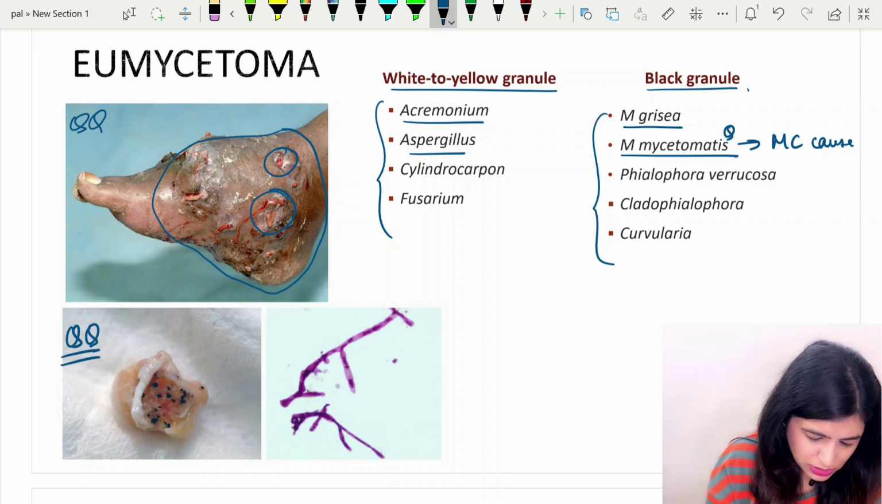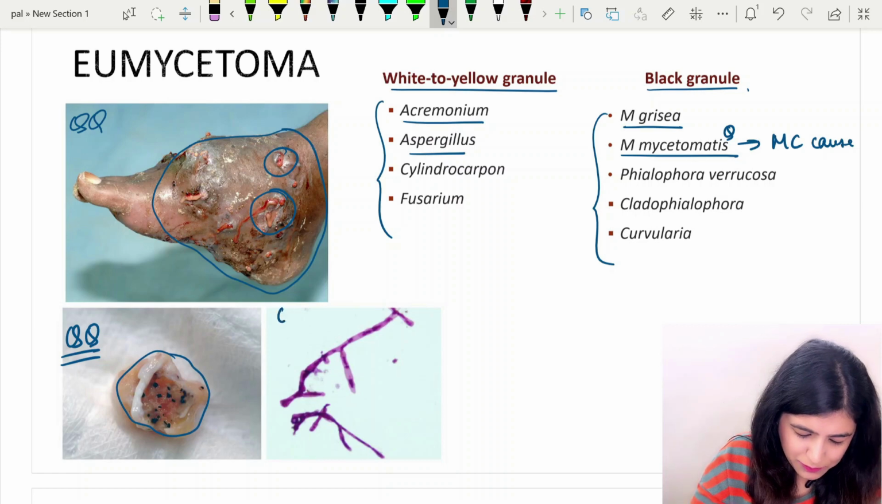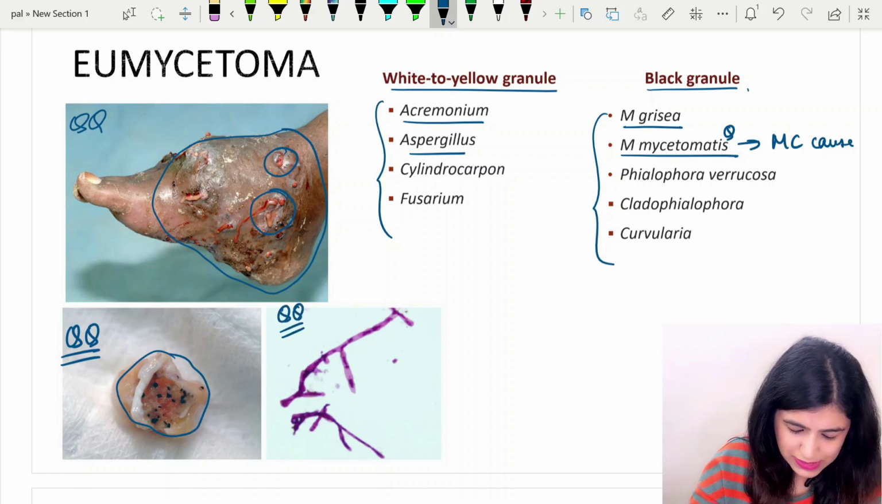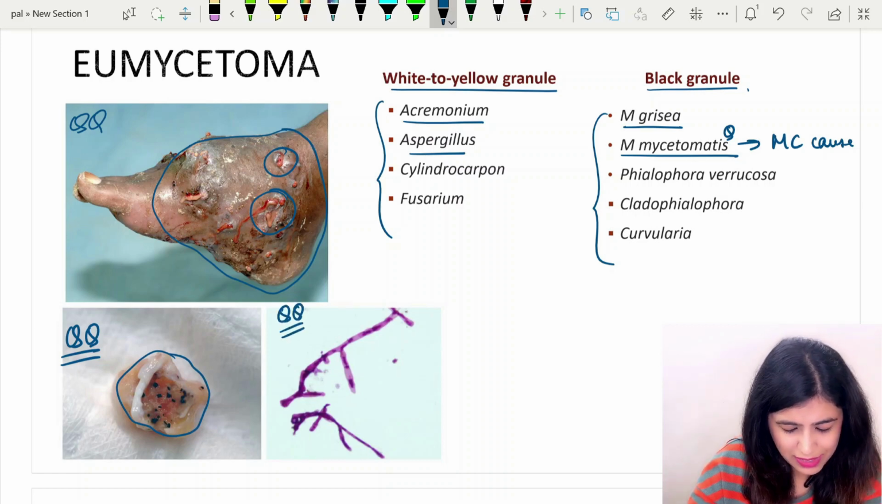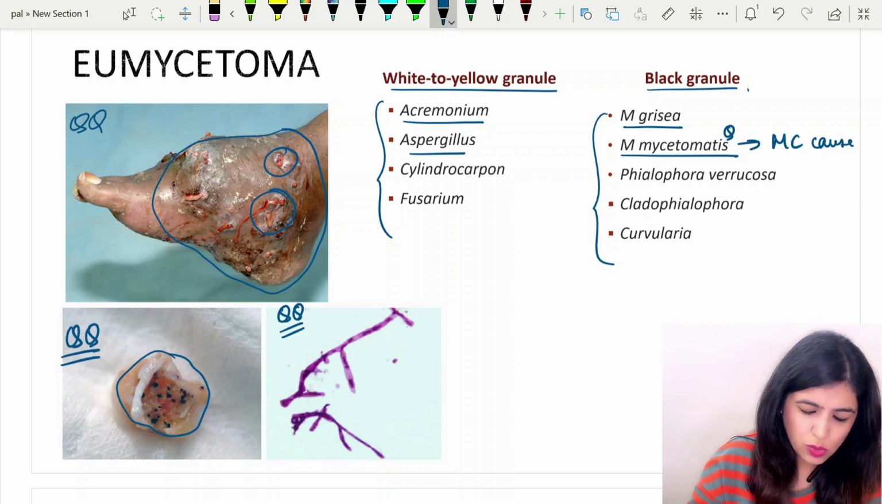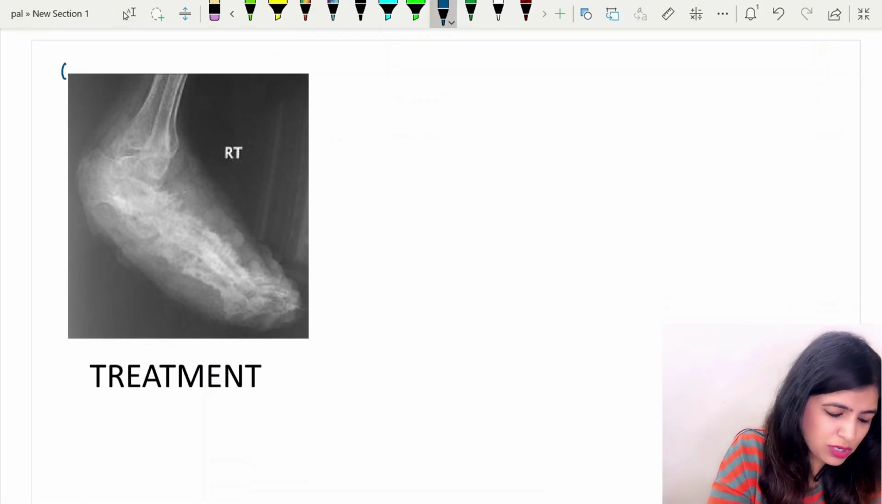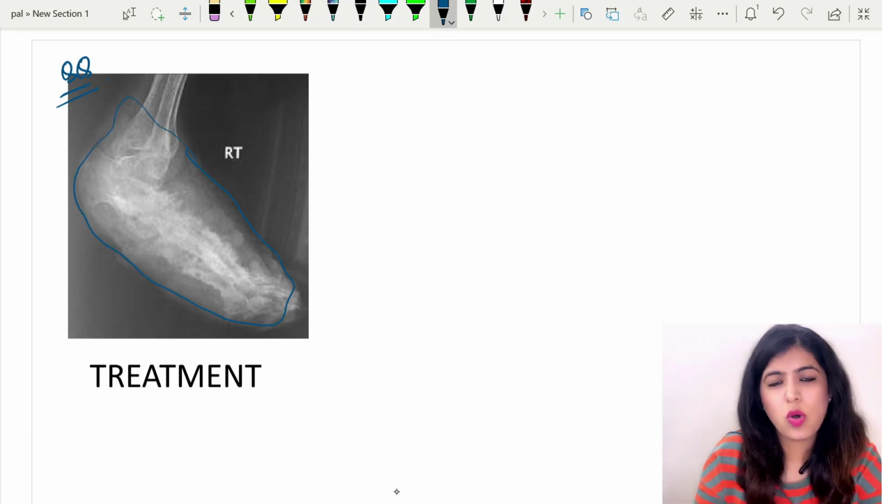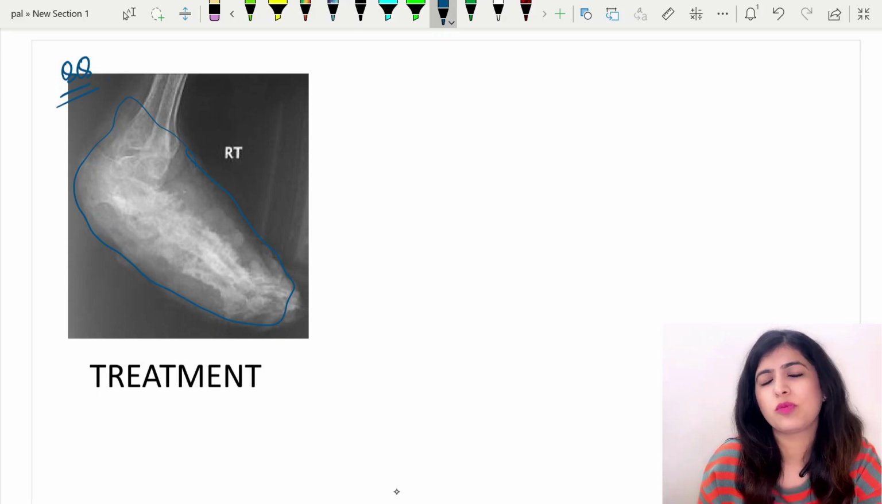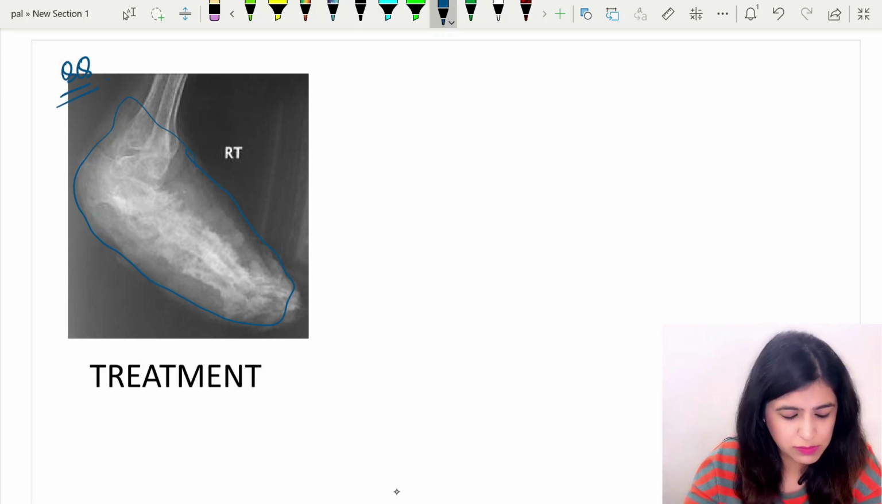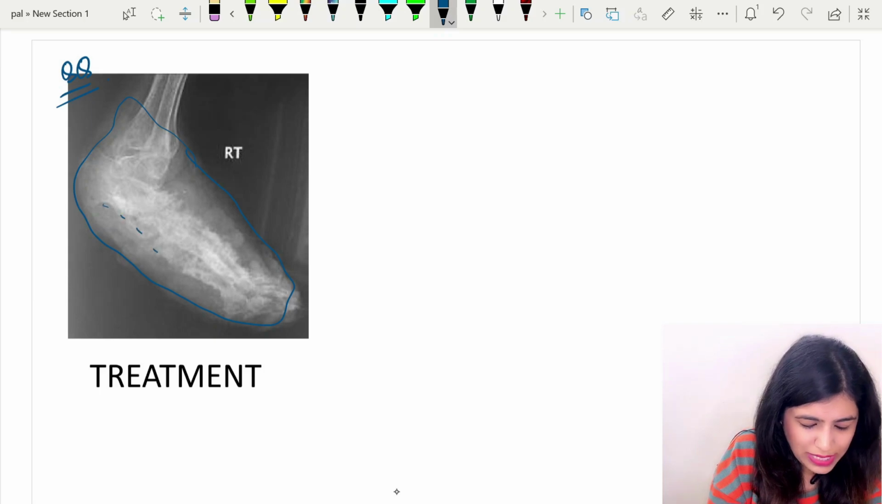This could also be an image where you see these black granules. Then this is a stain showing the fungal hyphae in the tissue. So all of these could be probable image-based questions. Then the radiology of this foot is also important. You again see that there is a diffuse subcutaneous swelling over the foot. Due to the chronic nature of eumycetoma, it's present for years before the patient comes to the clinic. It also damages the bone.